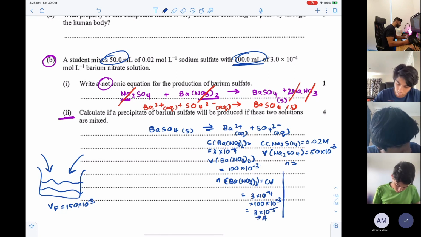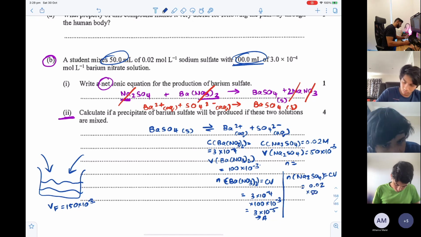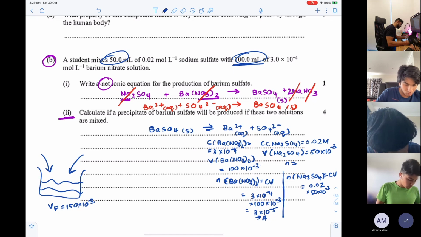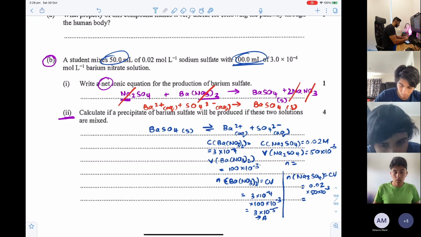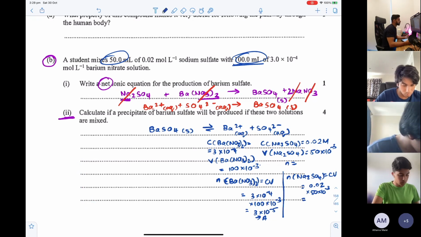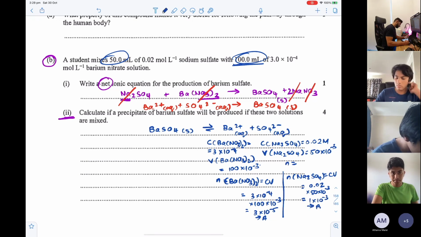Good. And let's do the same thing for number of moles of sodium sulfate. What do we get? Equals CV equals 0.02 times 50 times 10 to the power negative 3. What do we get? One times 10 to the minus 3. Okay, we'll store that as B, right?